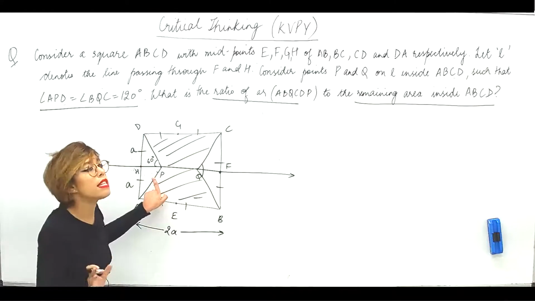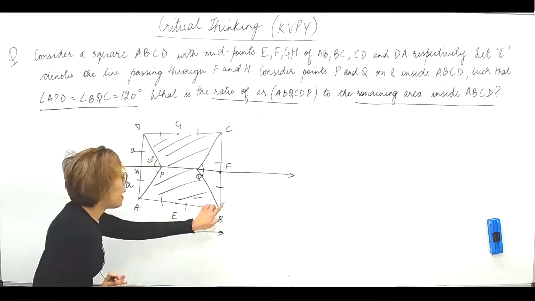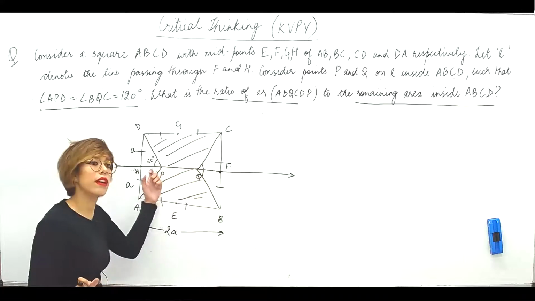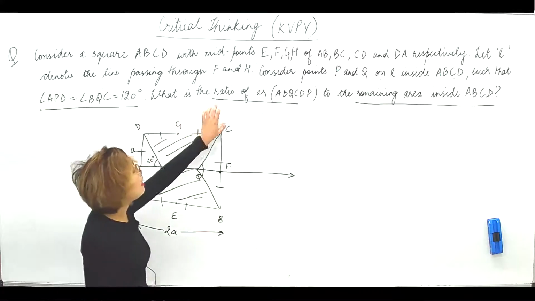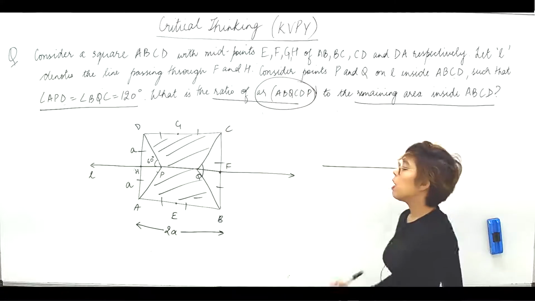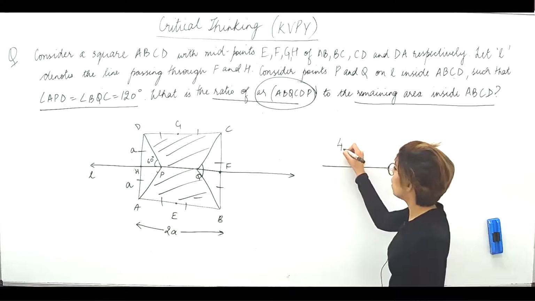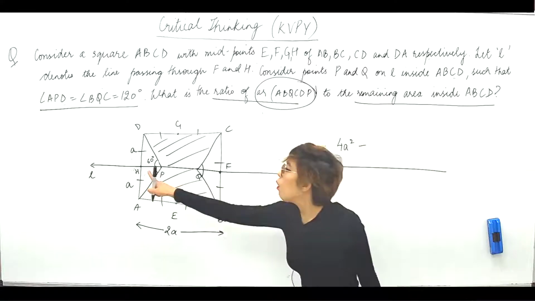Now, it is very easy to find the area of this region. How? Area of square minus area of these two triangles. Right? So, let me write the area of this first. To take the ratio, we first write the upper one. Now, area of square minus. So, area of square is definitely 4a square minus area of these two triangles.